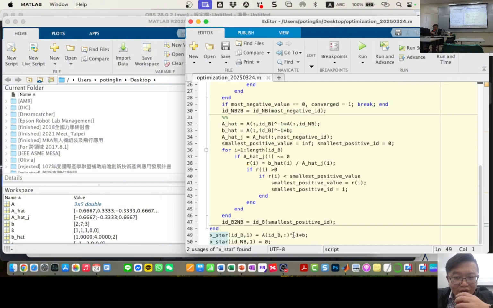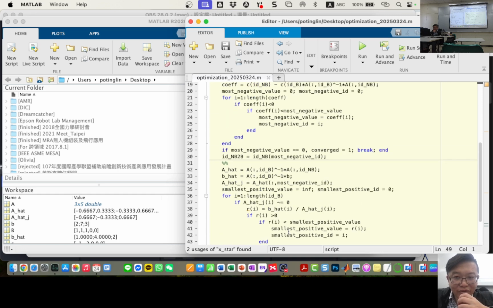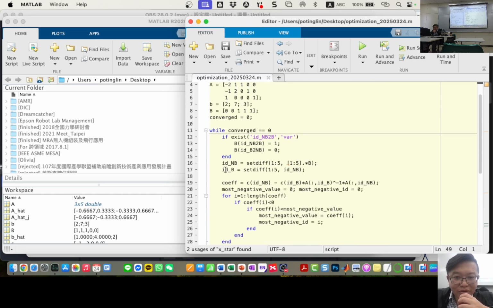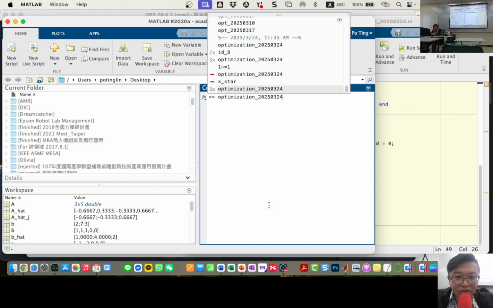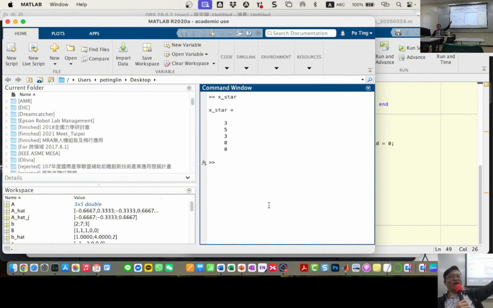IDB, and everything. IDB. I reverse it. Okay, now it should be okay. So X star 3, 5, 3, 0, 0. So what does it mean? The optimal solution is 3 and 5. The other 3, 0, 0, they are slack variables. You don't even care about the value of slack variables at the end. It doesn't matter. What's important is x1 and x2.